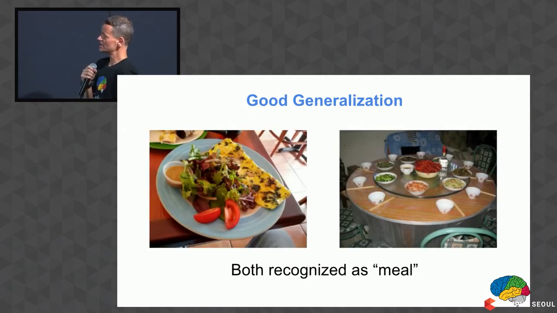So also generalization is pretty interesting. These pictures look very, very different. But the machine understands this is a meal on the left and on the right. See how different these pictures look. And somehow it figured out this is a meal.